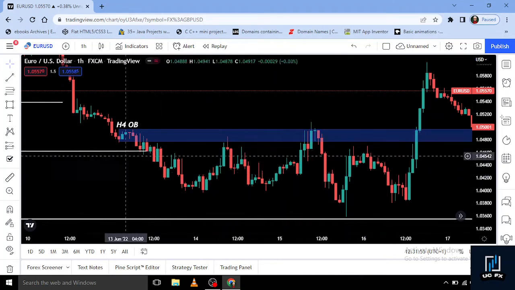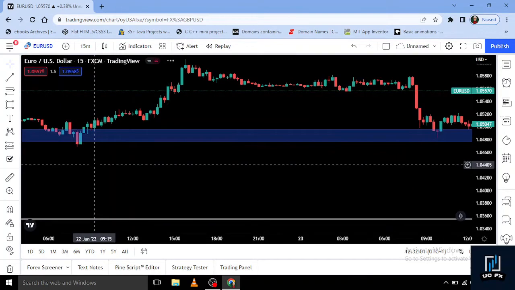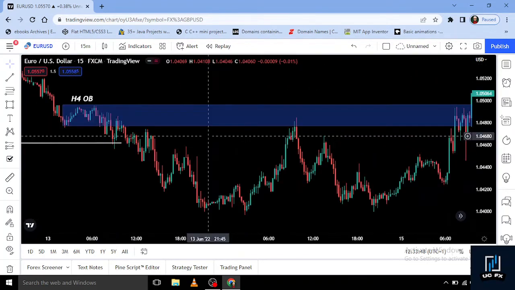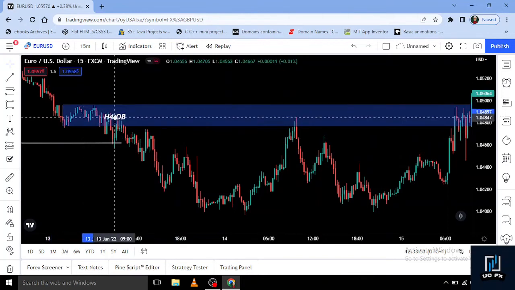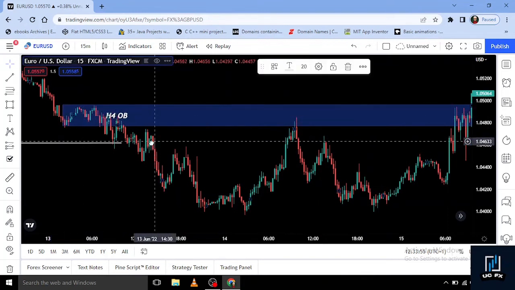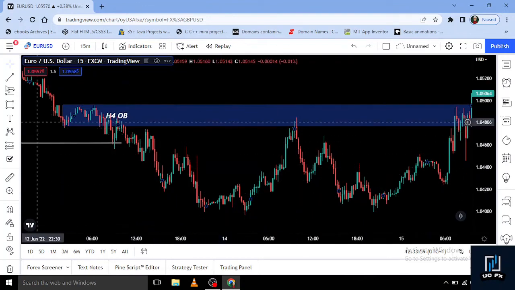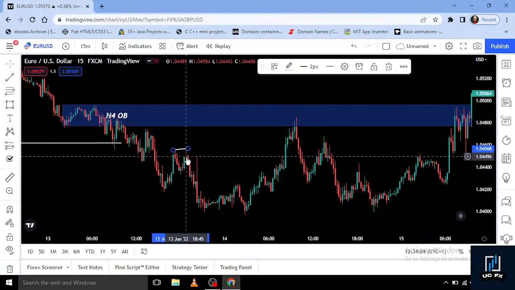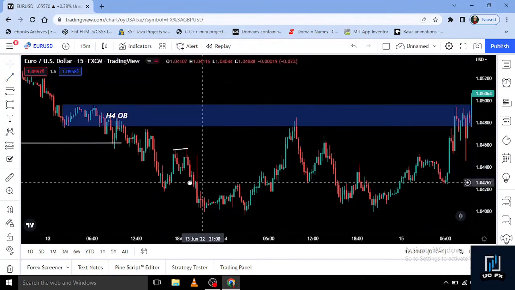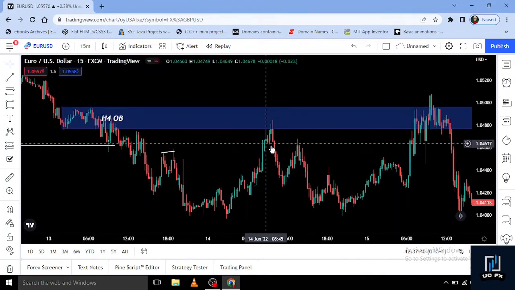If you go down to the lower time frame, let's say the 15-minute time frame, here we are on the 15-minute time frame. Here is our 4-hour order block. Right before price entered into this order block, we had liquidity in the form of equal highs, which was grabbed. So as price tapped into our order block, what next?